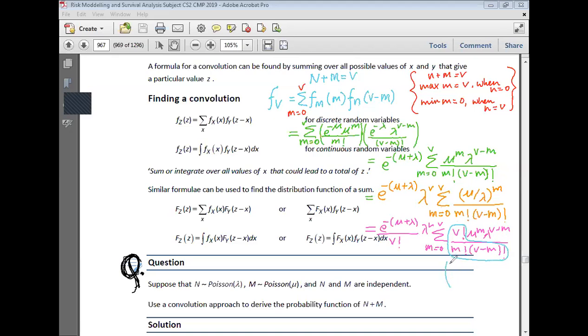Ma'am, here there is mu raised to m, and if we take the lambda raised to v inside, we'll have again mu raised to m and lambda raised to v minus m. So if we consider mu and lambda as parameters, then it can be binomial.